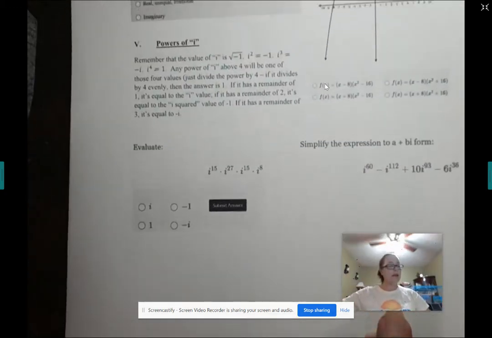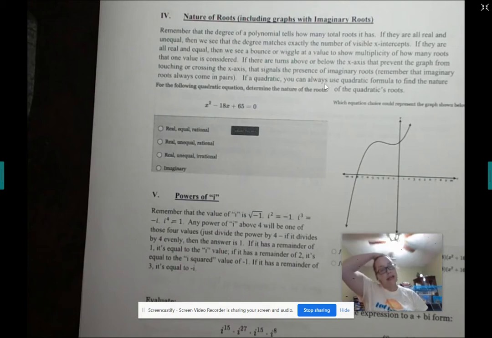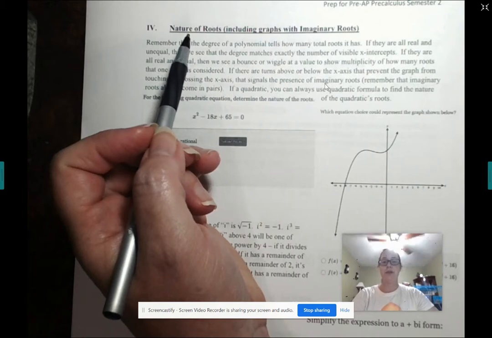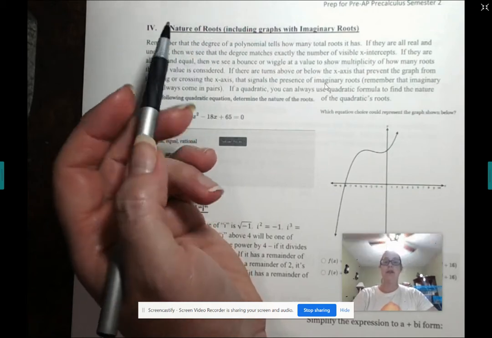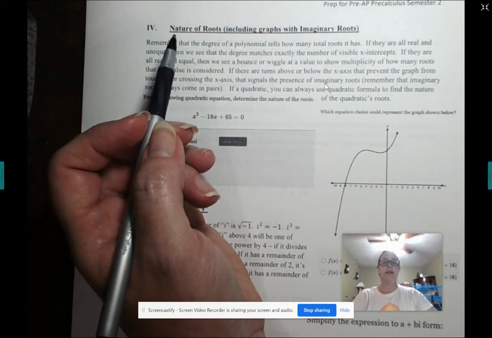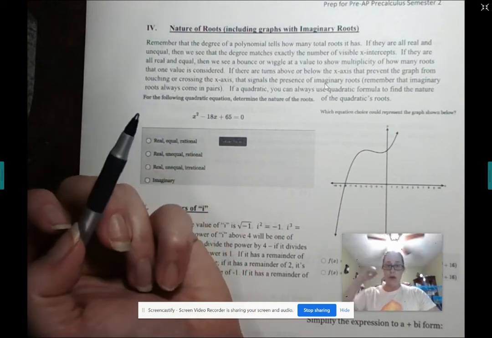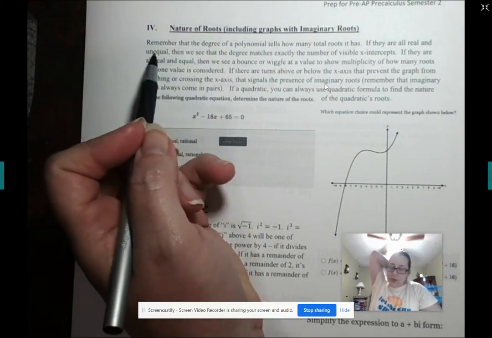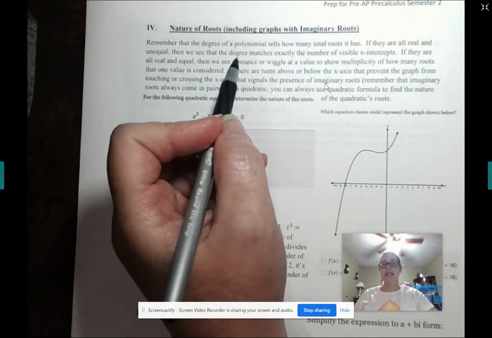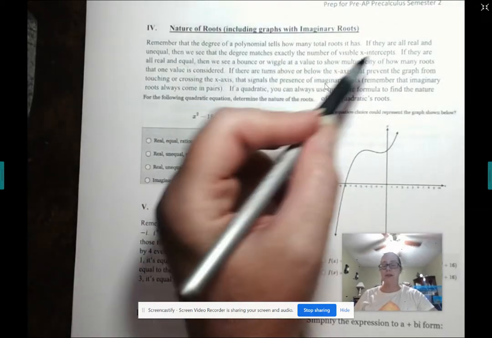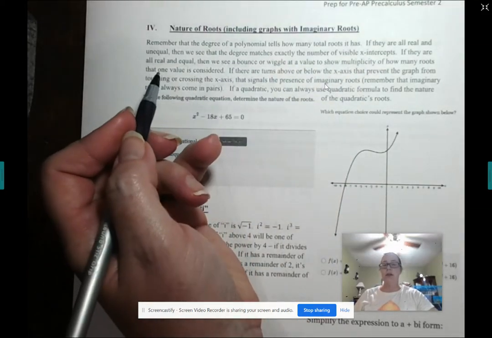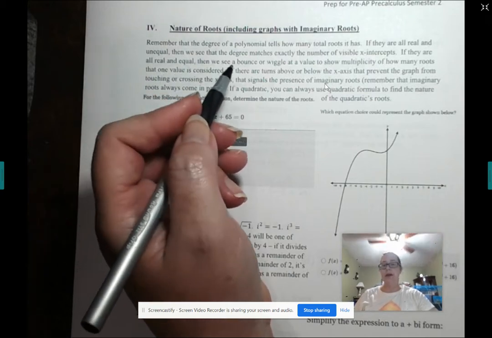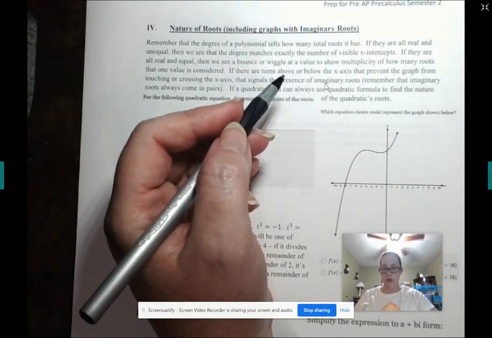Okay, so now that we remember that we can have negative square roots, that's where we get to talking about the nature of roots. The nature of roots just means, can you look at something and tell whether it's going to have real roots, complex roots, or perhaps both? Remember, the degree of a polynomial tells you how many roots it has. If they're all real and unequal, meaning they're all unique, then we'll see that the degree matches exactly the number of visible x-intercepts. If they're all real and equal, meaning we have a repeat root, then we'll see a bounce or a wiggle to show that repeating root.